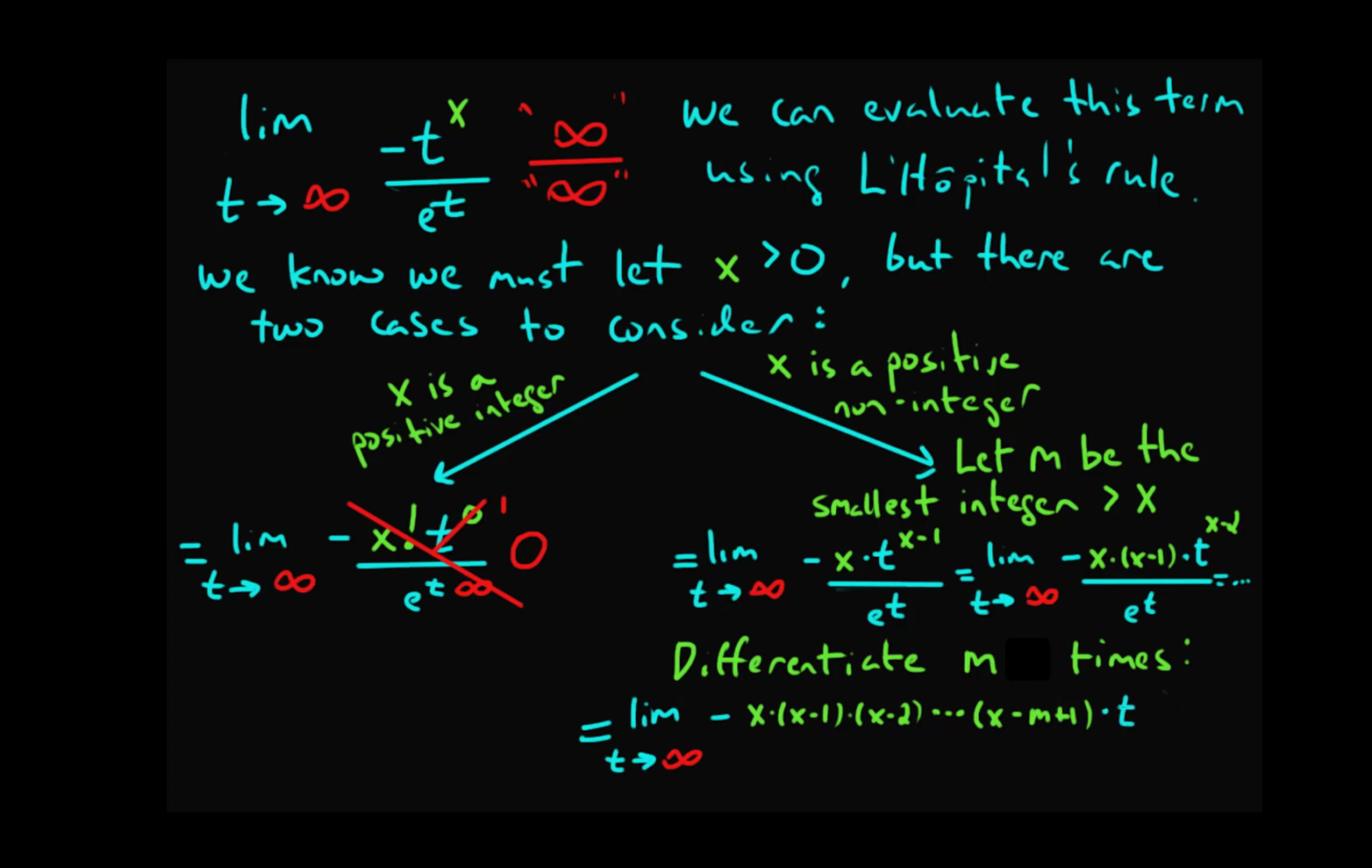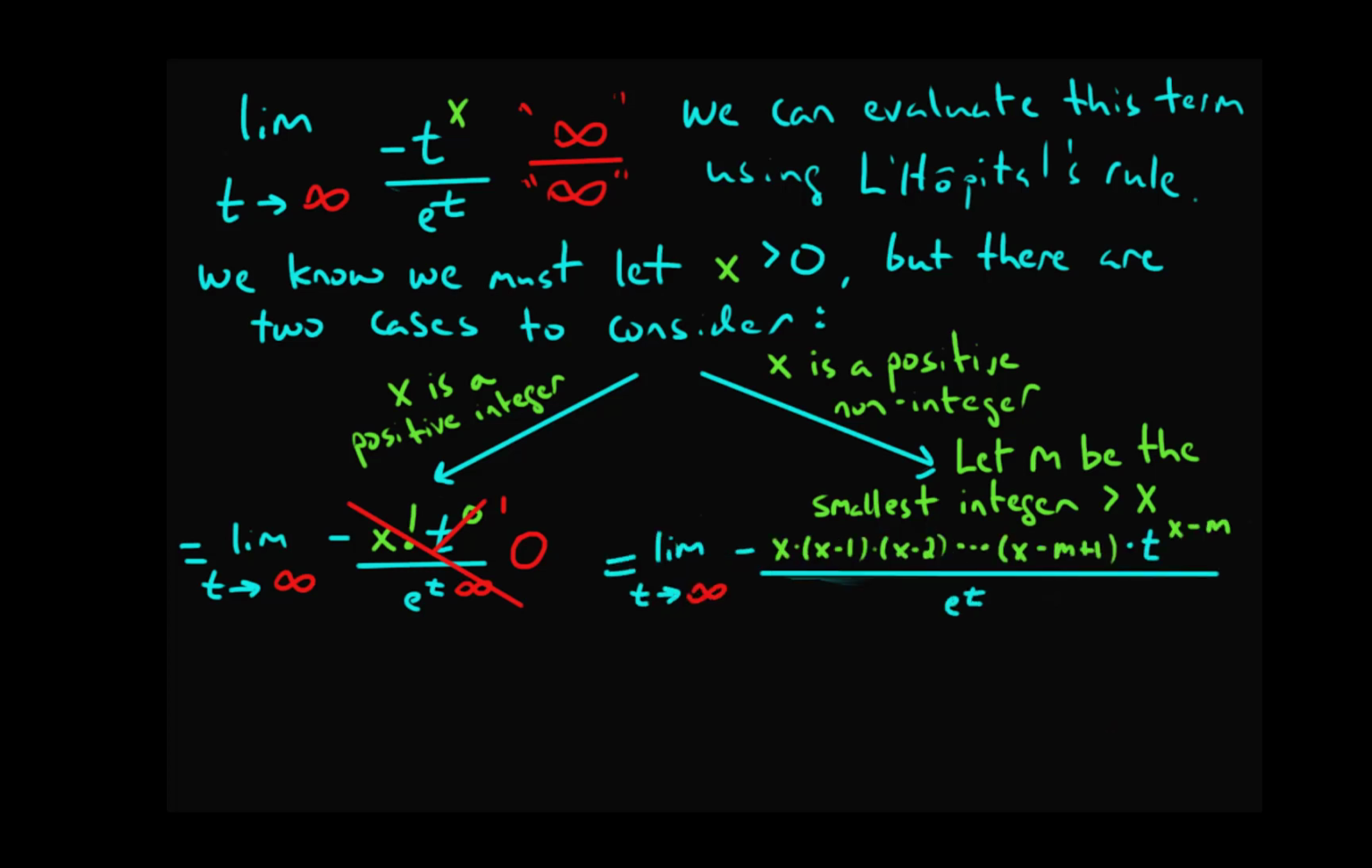Now we've done m differentiations, so these terms are all multiplying t to the x minus m, and this expression is all going to be over e to the t. So I'll bring that up to the top line here, and now we're ready to evaluate this limit, having done m rounds of differentiation in the numerator and the denominator.